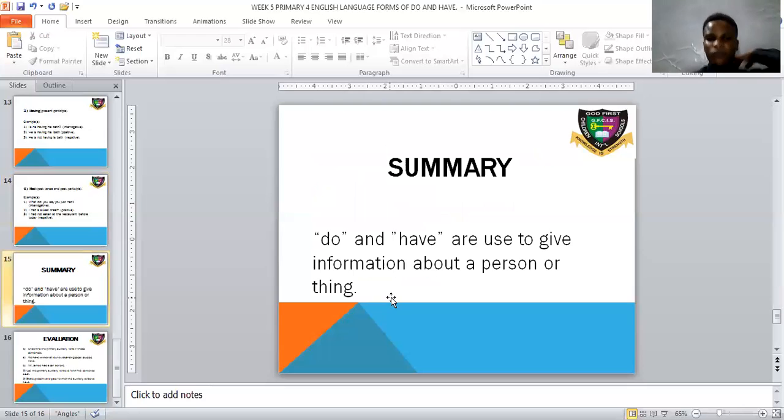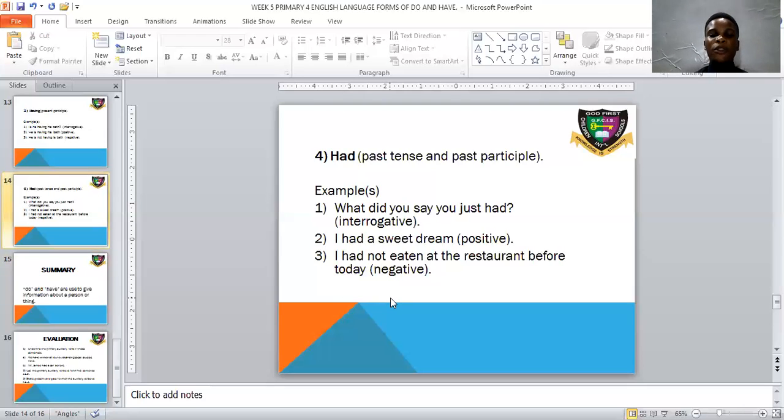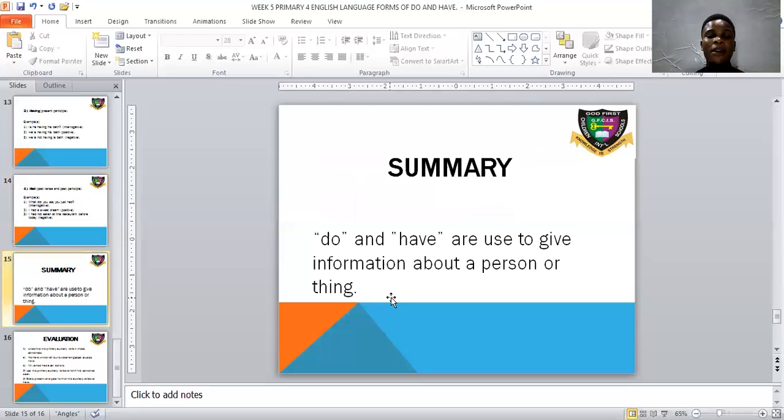I hope that with all what we've been discussing during the course of our lesson, you'll be able to see the different forms of do and have, and how to use these different forms in forming sentences. Now, let's look at the summary. Summary is that do and have are used to give information about a person or thing. About a person or thing. Just like we have been doing during the course of this lesson.